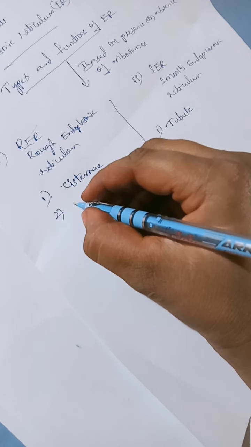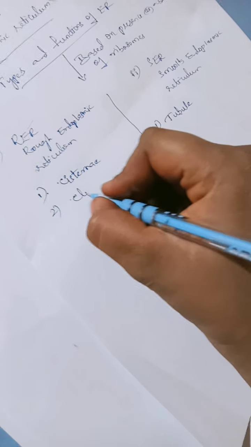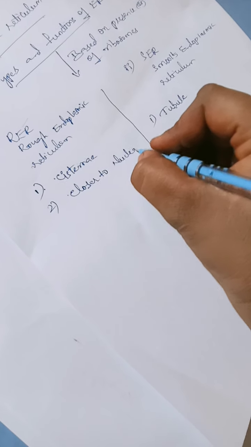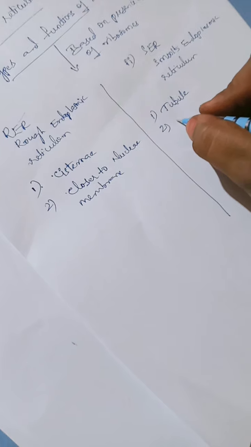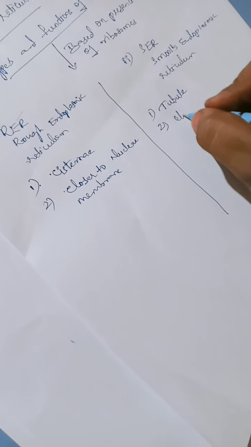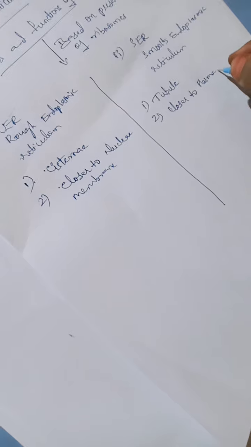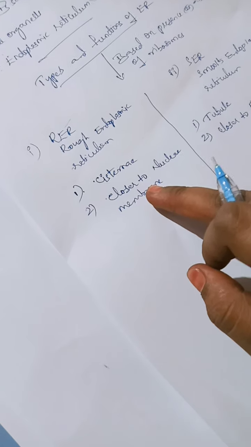So rough endoplasmic reticulum is made up of cisternae, which is closer to the nuclear membrane. The SER is made up of tubules, which is closer to, as we discussed yesterday, the plasma membrane, PM.